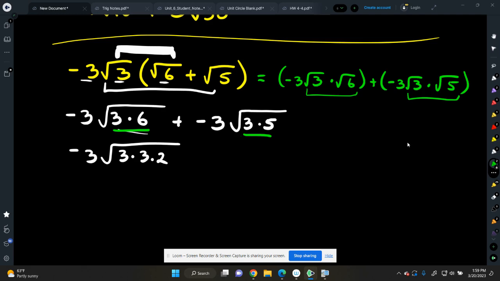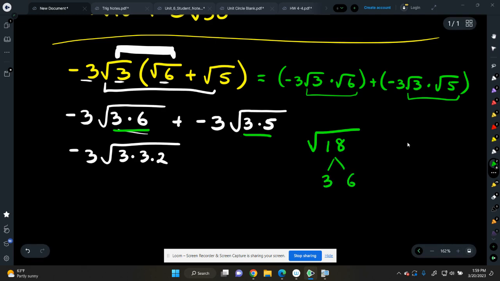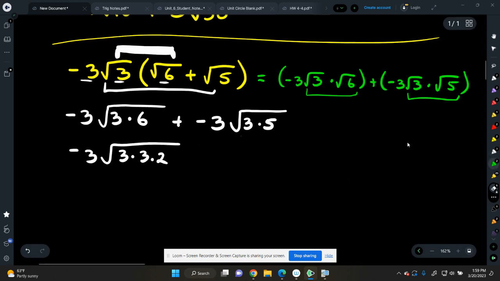So someone was asking, can't we just get 18? Well, we could. But in order to simplify that, what am I going to have to do? I'm going to have to factor the 18. So why do that? Why would we multiply and then undo it, right? It's already partially factored for you. So all I'm doing now is factoring that 6 as 3 times 2.